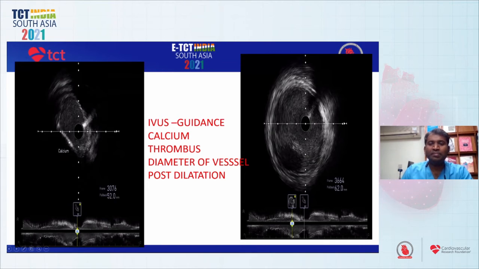Though IVUS guidance has helped us to see that a calcification, which should not usually be there in SVG lesions, and there was a large thrombus, the diameter of the vessel helped us to take a stent and the post dilatation.